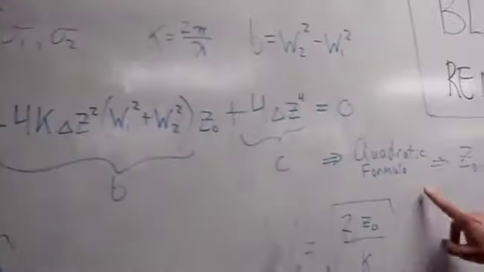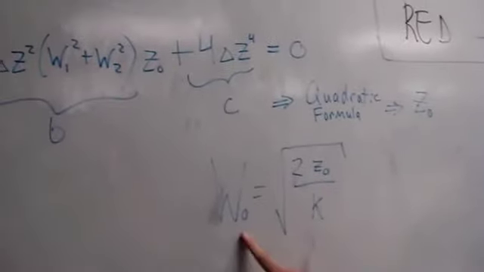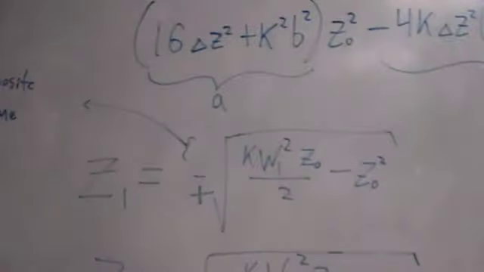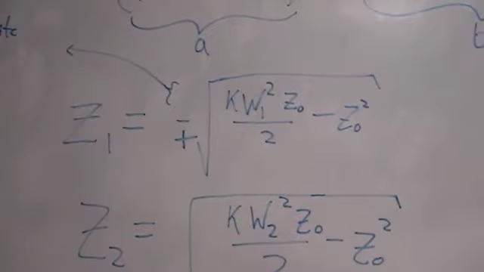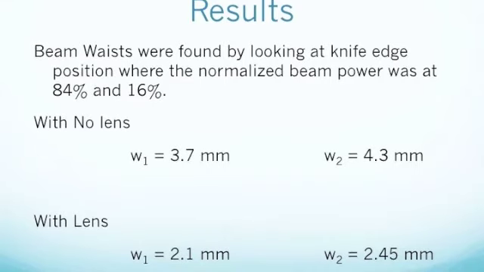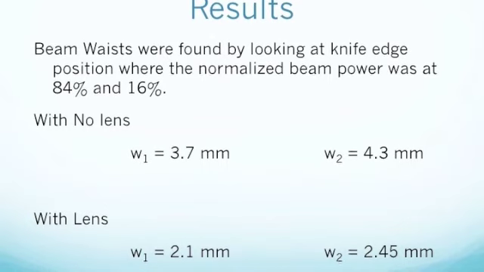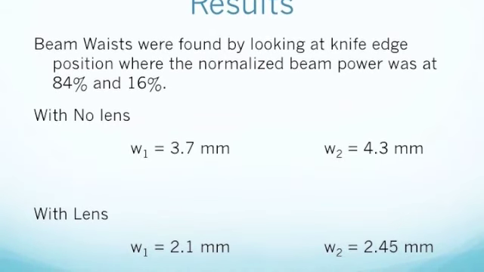This giant quadratic formula can be solved to find the Rayleigh range Z0, and from that we can find the beam waist at the Rayleigh range. Additionally, with that we can find the numbers Z1 and Z2, which are the positions of our measurements relative to the Rayleigh range. The beam waists were found by looking at knife edge position when the normalized beam power was at 84% and 16%, and then subtracting the two values. These were our values.